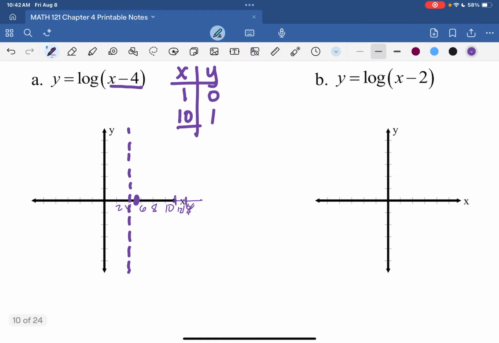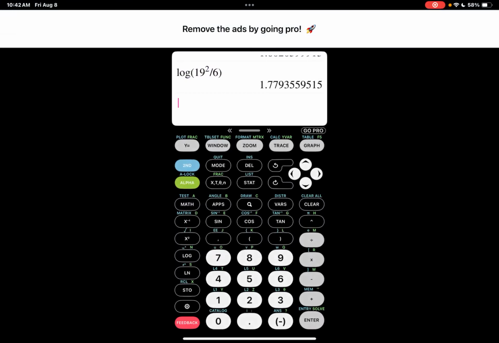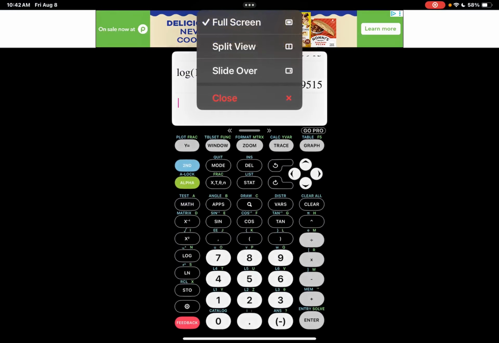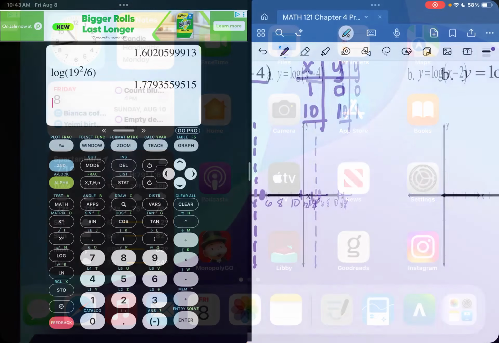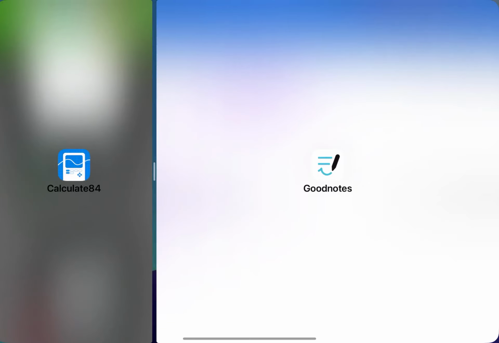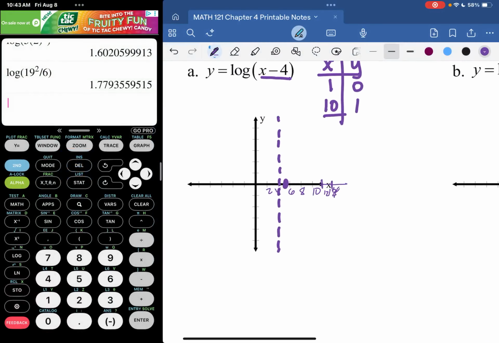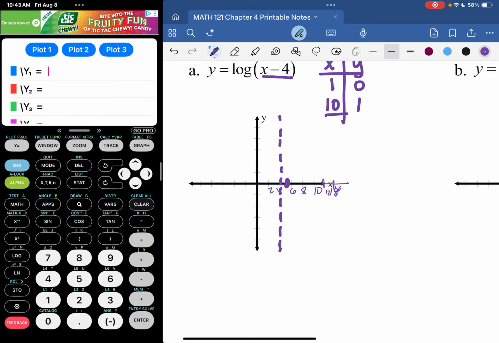Actually, you know what? We can just graph this one on our calculator. Oh no, how do I do it? Like that? Sure. Because it's log base 10, we can just graph it.